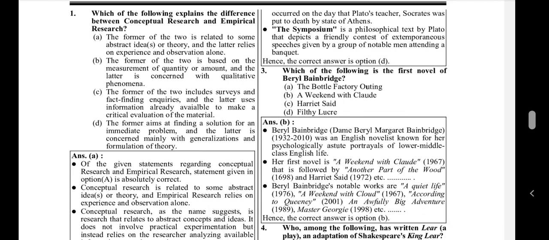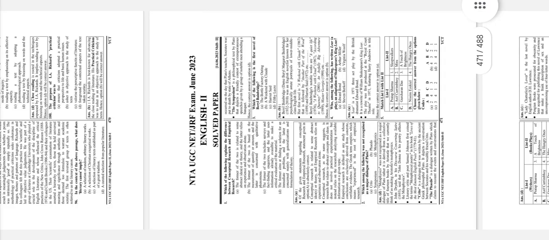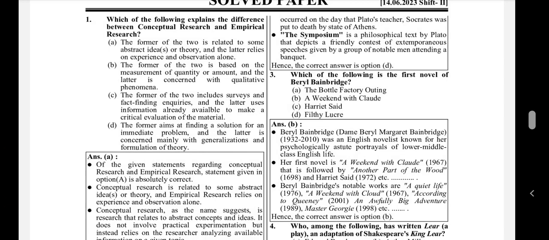Option A, the former of the two is related to some abstract idea or theory and the latter relies on experience and observation alone. Option B, the former of the two is based on the measurement of quantity or amount and the latter is concerned with qualitative phenomena. Option C, the former of the two includes surveys and fact-finding inquiries, and the latter uses information already available to make a critical evaluation of the material. Option D, the former aims at finding a solution for an immediate problem, and the latter is concerned mainly with generalizations and formulation of theory. Now let's see, the right answer is option A.